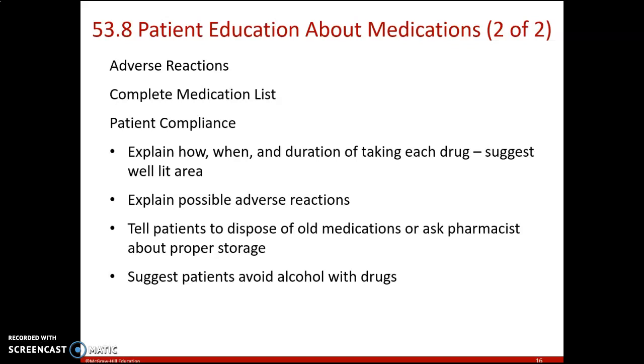Usually compliance means that the medication is going to work to the best of its ability if the patient is being 100% on target with when they're supposed to take their medication and how often they're supposed to take their medications. We always recommend that patients avoid alcohol when they're taking medications because alcohol can interfere with absorption and metabolism of a medication. And we want to make sure they're feeling their best and not their worst, really.